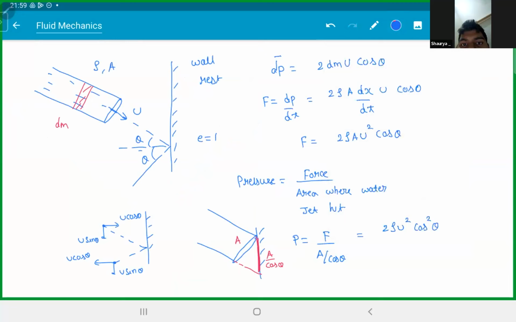Sir, the total area of the ellipse will be pi into a cos theta into a, na. And so that is what? A by cos theta only. Okay.